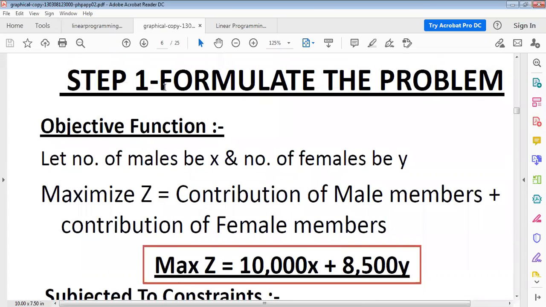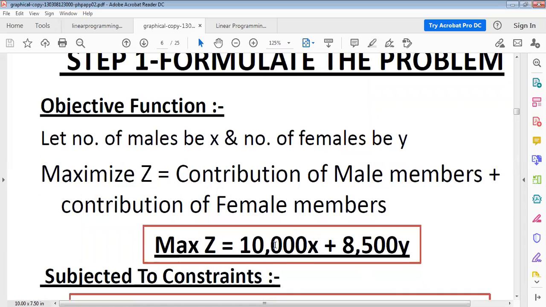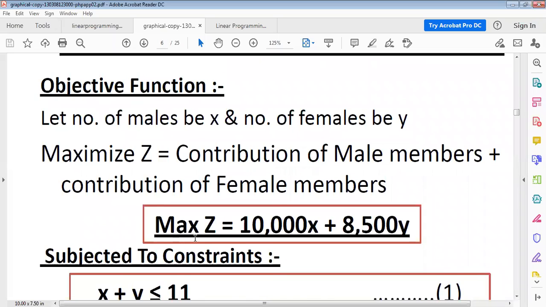So for the first step, formulate the problem. The objective function will be what? Let the number of males be x and the number of females be y. So we have to maximize z, the contribution of male members plus the contribution of female members. Actually, there are 10,000 per male and 8,500 per female. So the total will be 10,000 into x plus 8,500 into y. We have to maximize the return, that means maximize the profit.